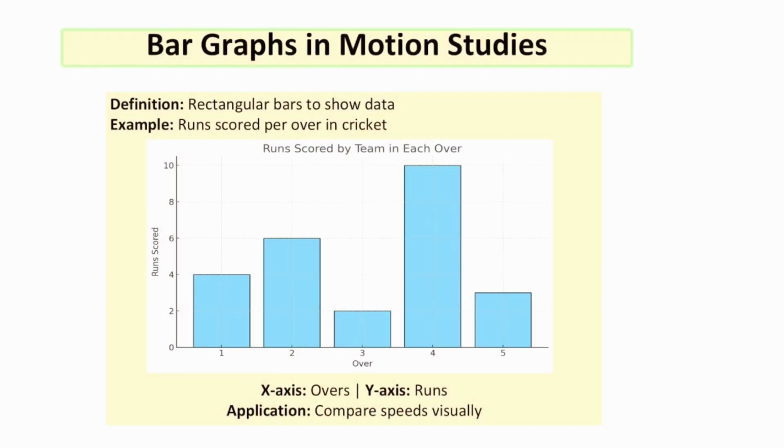Bar graphs in motion studies. A bar graph uses rectangular bars to show data visually. For example, we can display the runs scored in each over during a cricket match. The taller the bar, the bigger the score.